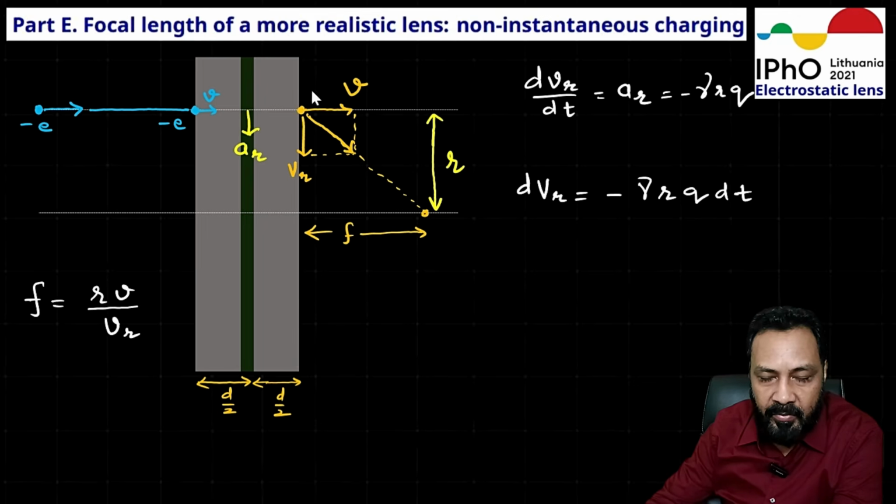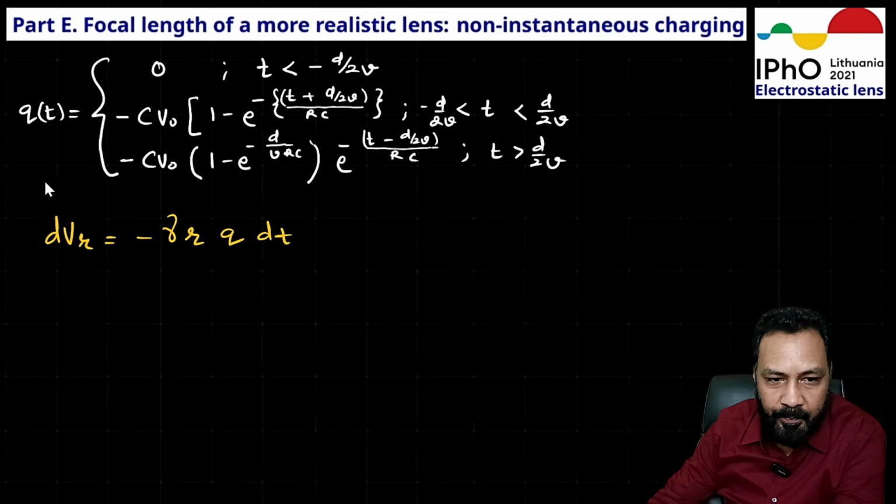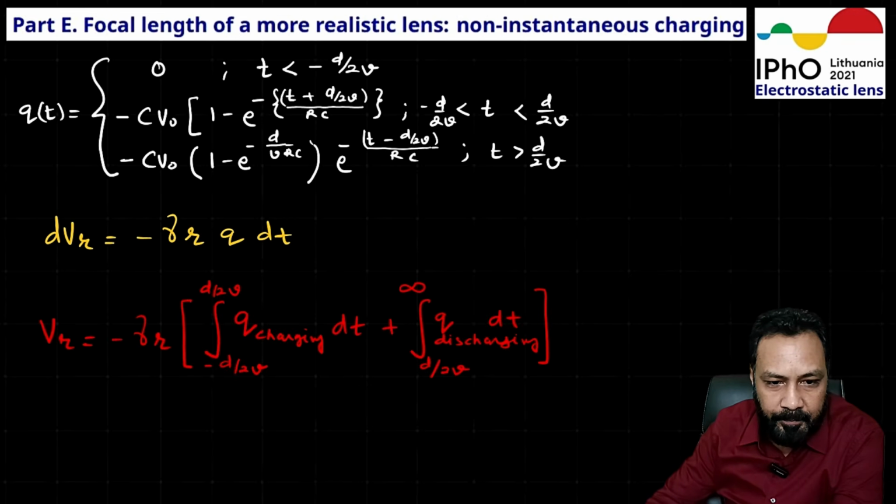AR I had written in the previous page. So dVR is AR dt. AR is that, so minus gamma RQ dt. So we have to integrate that thing. So go to next page. Before integrating, I am writing that whole Q(t) that we had obtained. dVR is this. Now integrate that thing.